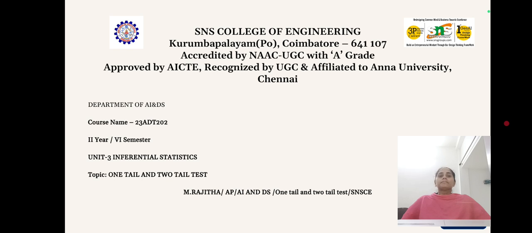The topic is inferential statistics. Let's move on to the subtopic: one-tail and two-tail tests in hypothesis testing.